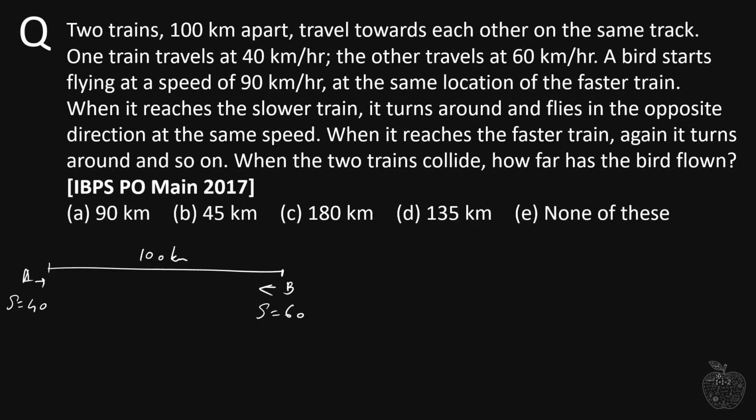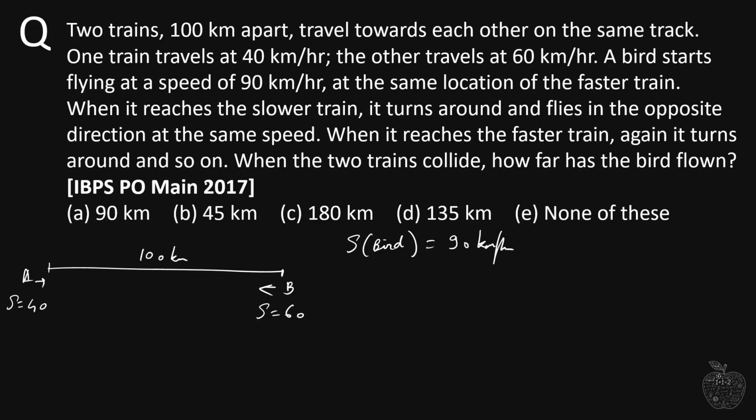A bird starts flying at a speed of 90 kilometers per hour. So there is some bird and the speed of that bird is 90 kilometers per hour, at the same location of the faster train. So now, what is the question saying further? When it reaches the slower train, it turns around and flies in the opposite direction at the same speed. When it reaches the faster train, again it turns around and so on.